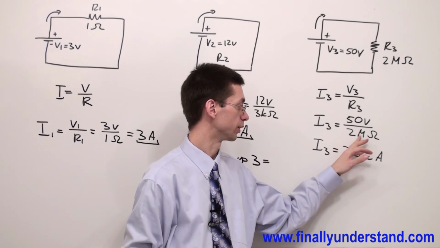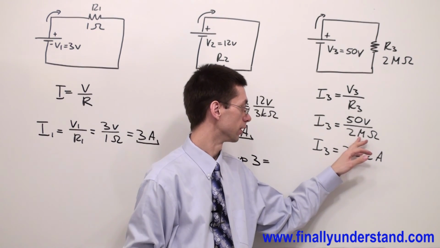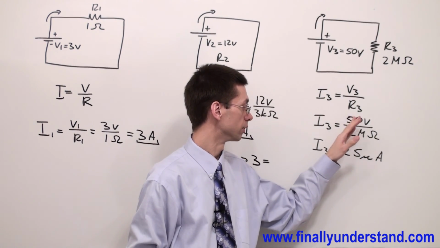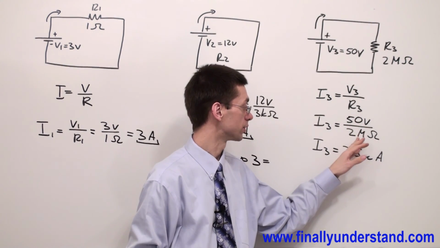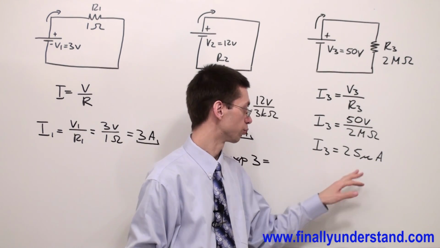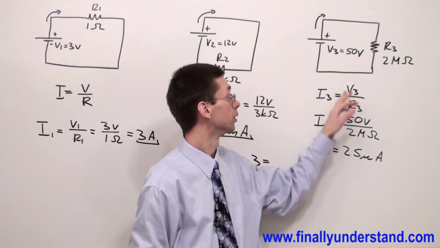10 to the 6, because mega represents 10 to the 6. And if you are going to enter the values of voltage and resistance properly into your calculator, you're supposed to get this answer. This is the solution to this problem.